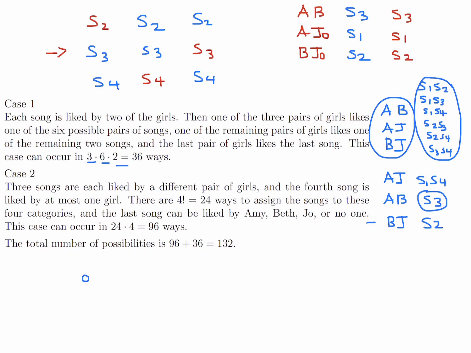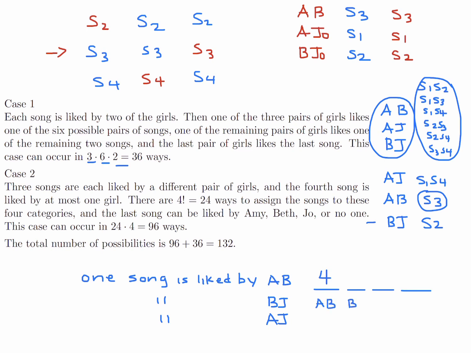So one song is liked by AB, one song is liked by BJ, and one song is also liked by AJ. So for the first pair of girls, there's 4 possible songs that they could like: S1, S2, S3, or S4. So there's 4 possible. Now the next group, BJ, they can like any of the remaining 3. If AB liked S1, BJ can like S2, S3, or S4. So there's 3 possible choices. For AJ, they've got only 2 possible choices.